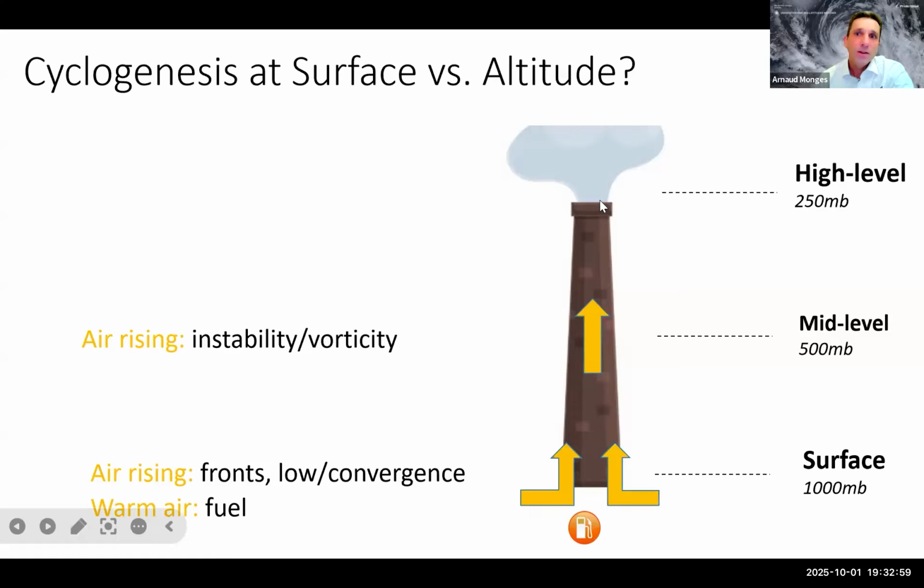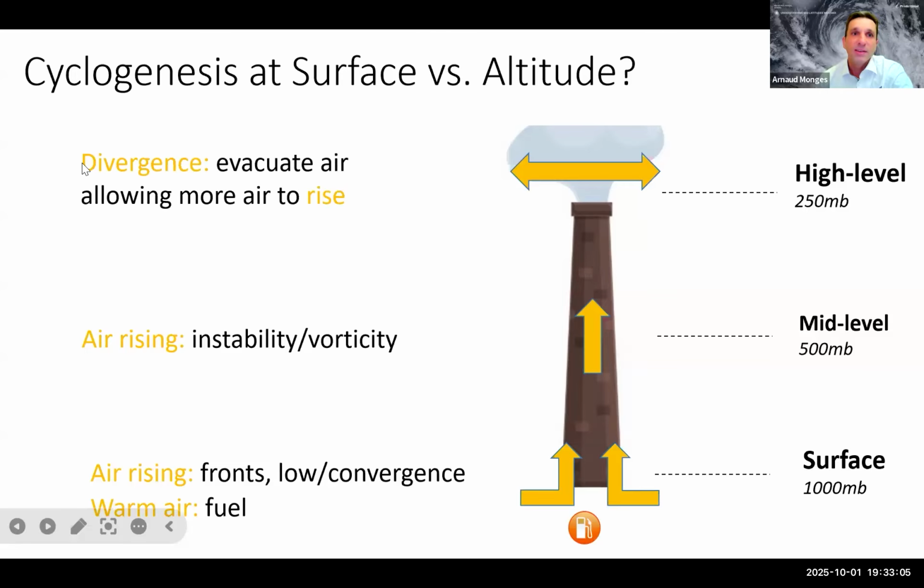And finally, what do you need at the top of the atmosphere to help the rising? What you need is called divergence. Divergence is just a word that means that you need to have the air evacuate, okay? Evacuate the air, allowing more air to be pulled up. And this divergence at the top, at high level, is a key feature.